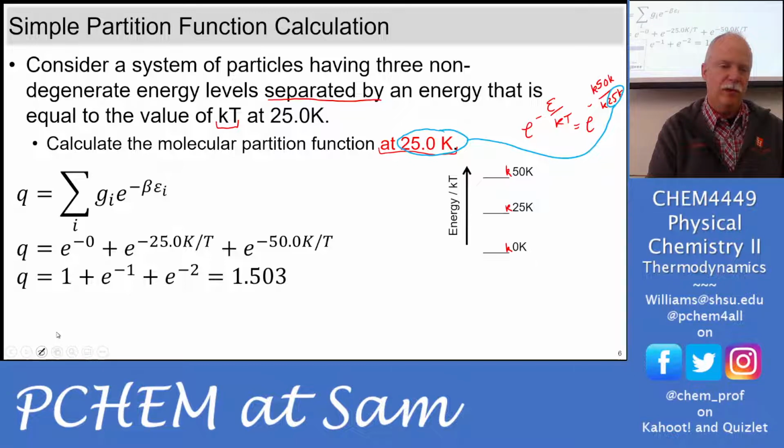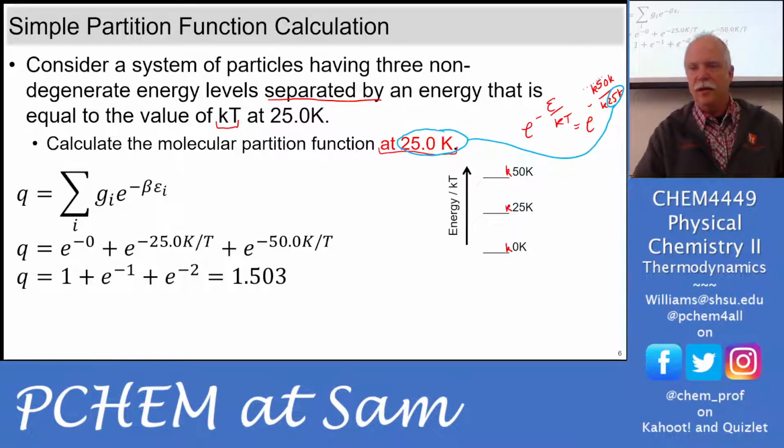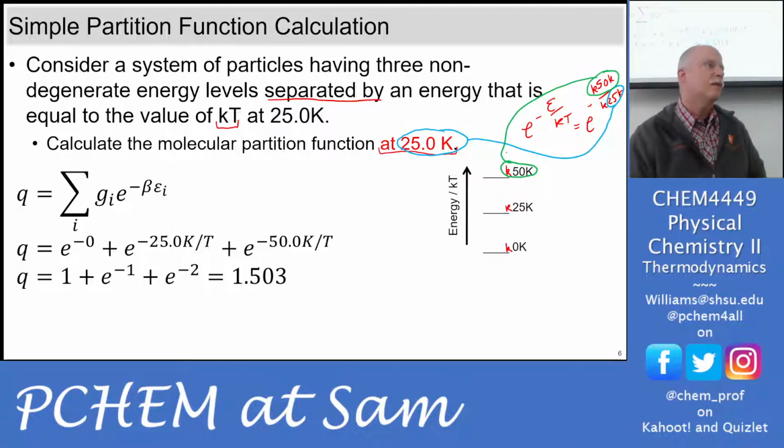Okay, let's pick a green for that, okay? This Boltzmann's constant times 50 Kelvin is this energy level right here, because the energy levels are on top of that fraction.